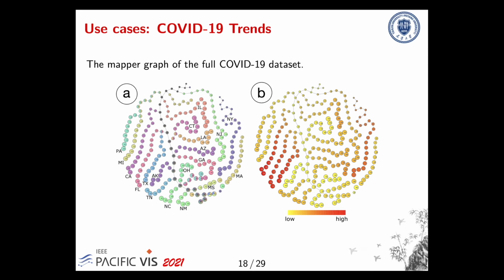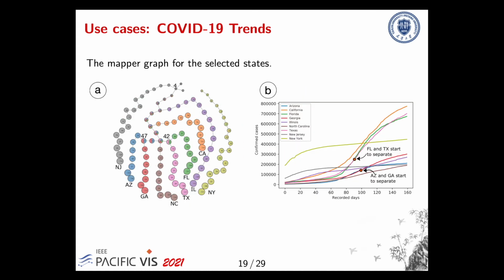To further investigate why and how these states are separated from one another, we select 9 representative states with the largest number of confirmed cases, and compute a second mapper graph. The second mapper graph shows that all the states become separated from each other after certain branching points. By comparing the line graph on the right, we can see that the order by which each state is separated is related to how different its curve is from other states.